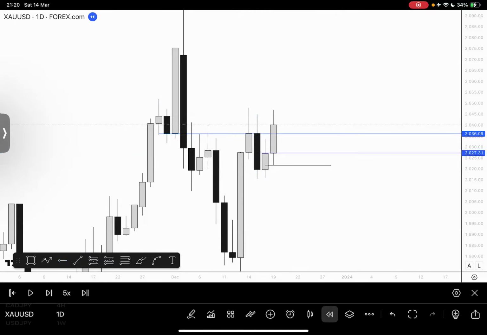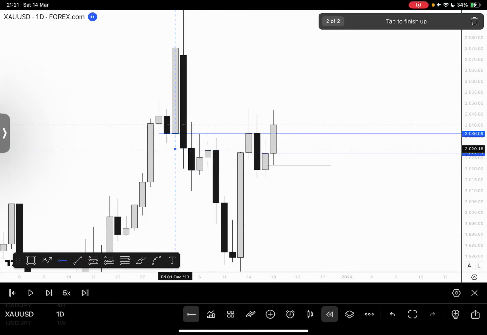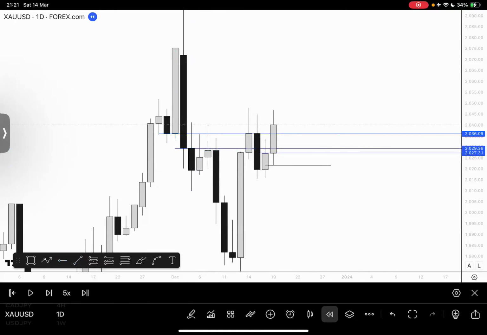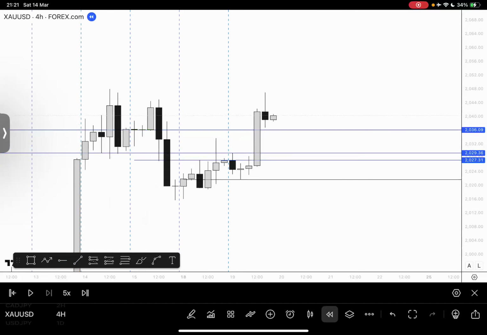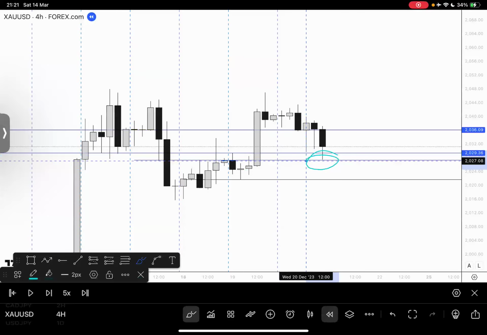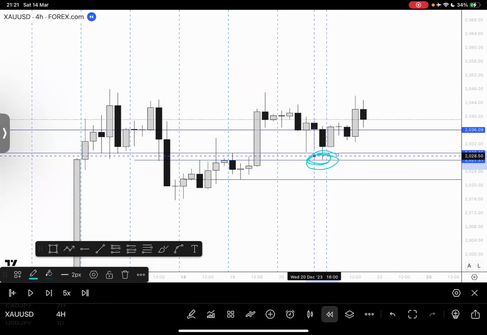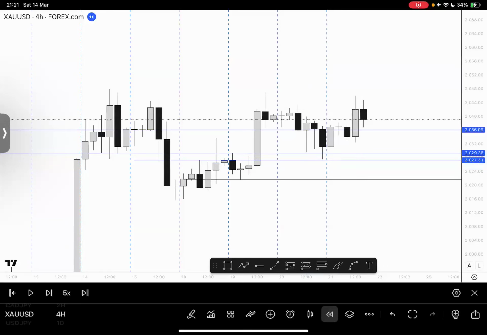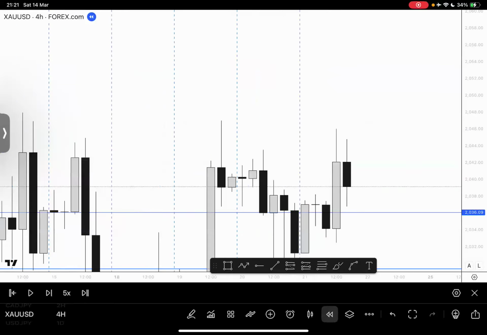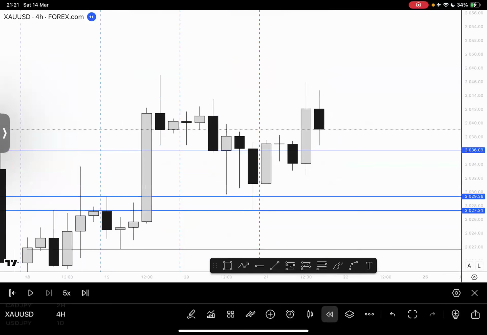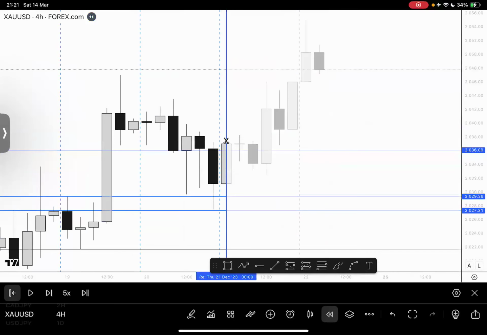And once we did that, we waited for price to mitigate them on the 4 hours and give us a breakout. I was waiting for that breakout. You can see markets came up into these two higher time frame levels, and I waited for the breakout to the upside. Once we got that breakout here, I knew that it was time for us to buy. Do you get?